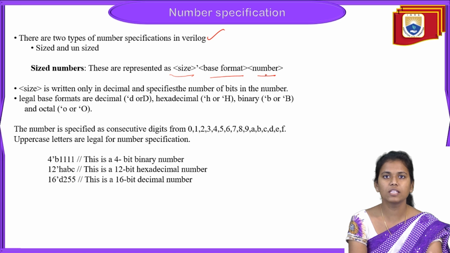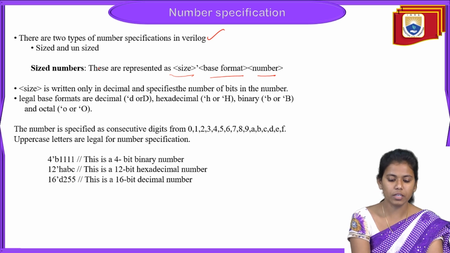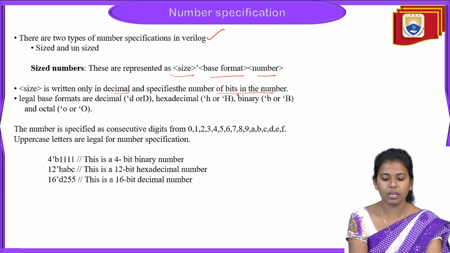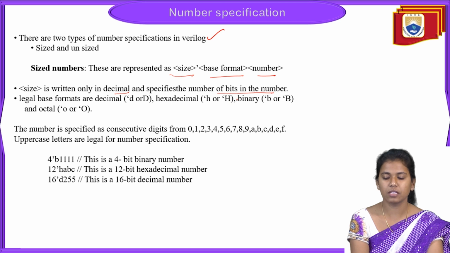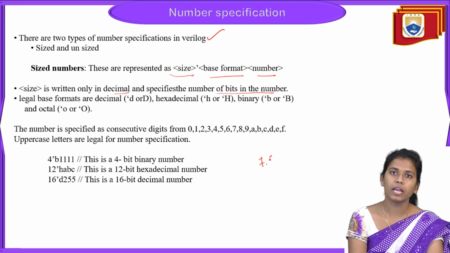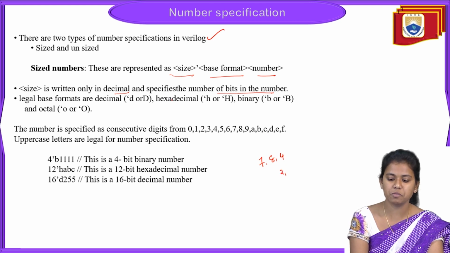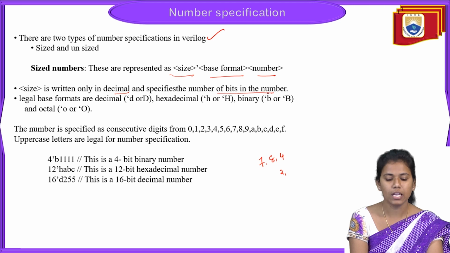Coming to the size, what is this size? Size is written only in decimal and specifies the number of bits in the number. So it could be a 7-bit number, 8-bit number, 4-bit number, 2-bit number, like that. It specifies the number of bits in the number.